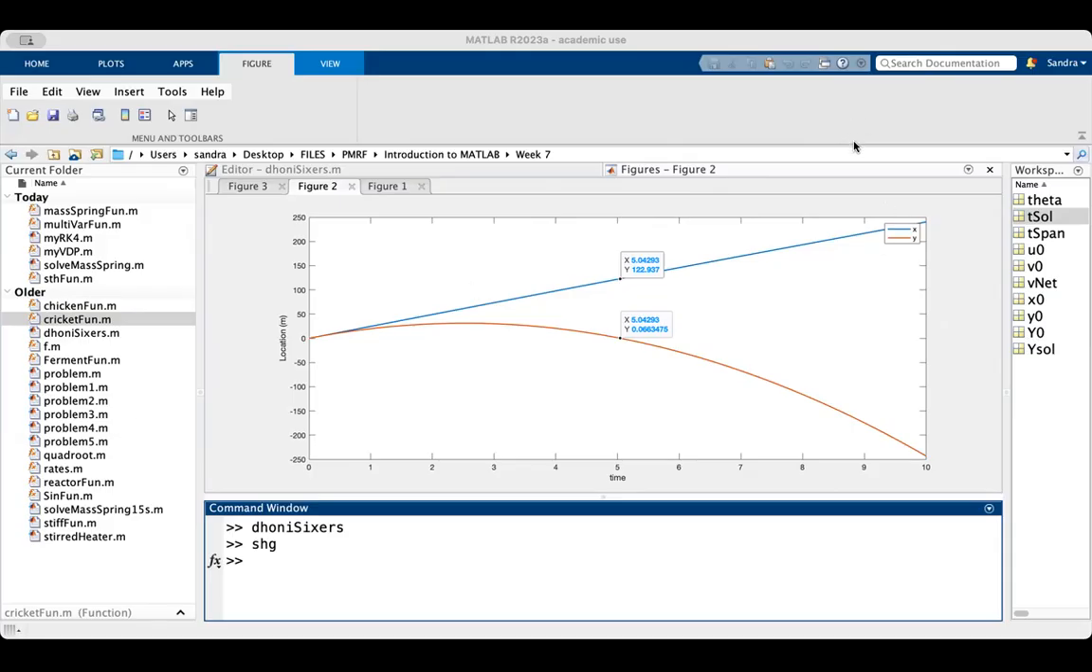So this is problem solving. Let's begin with that.